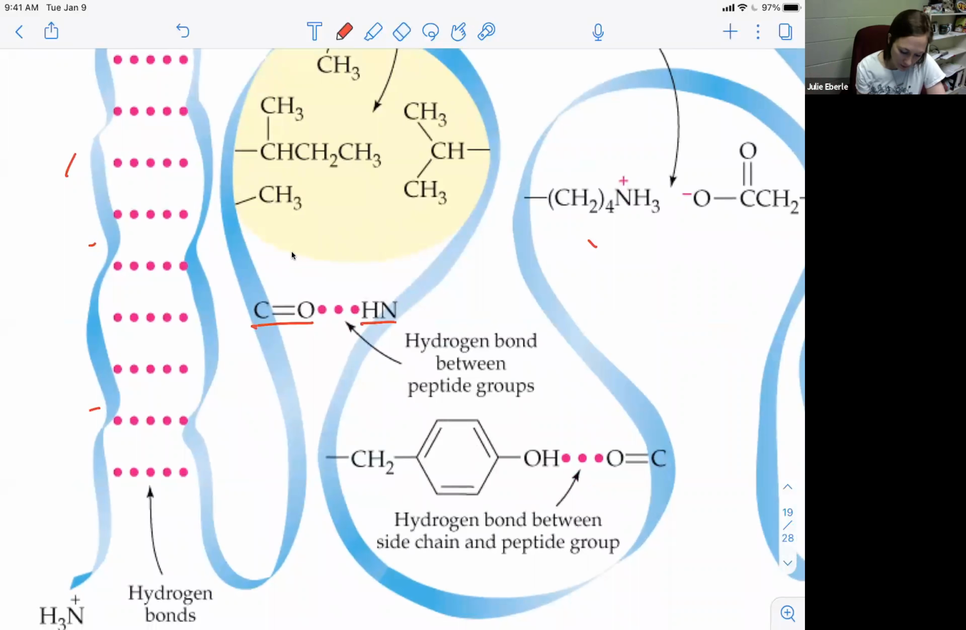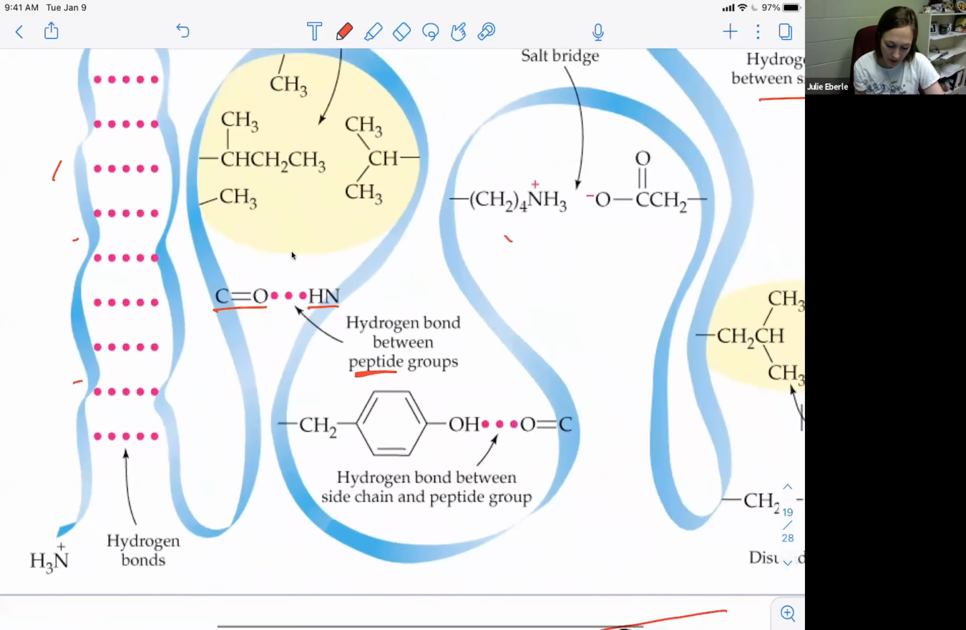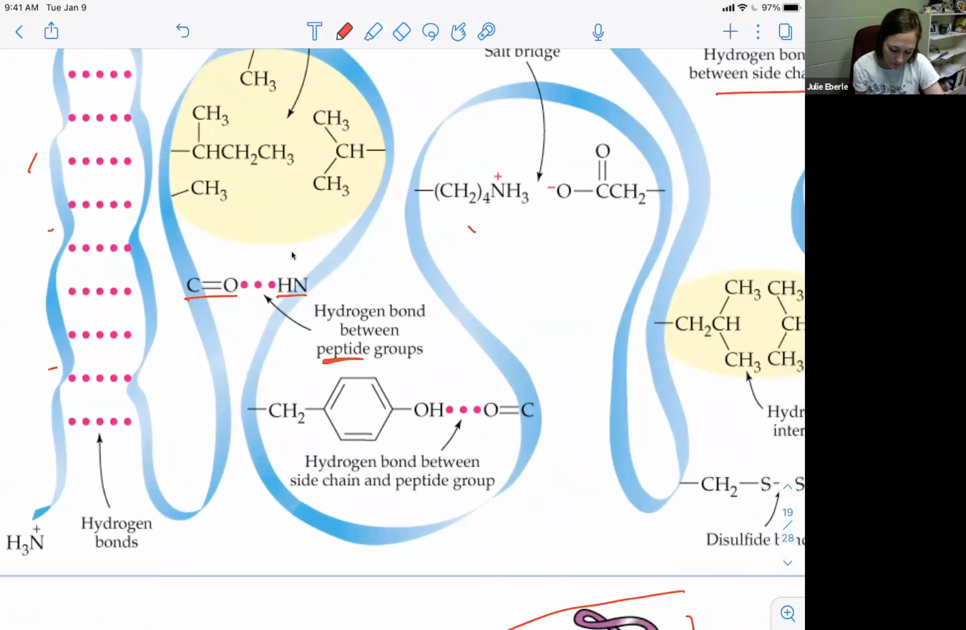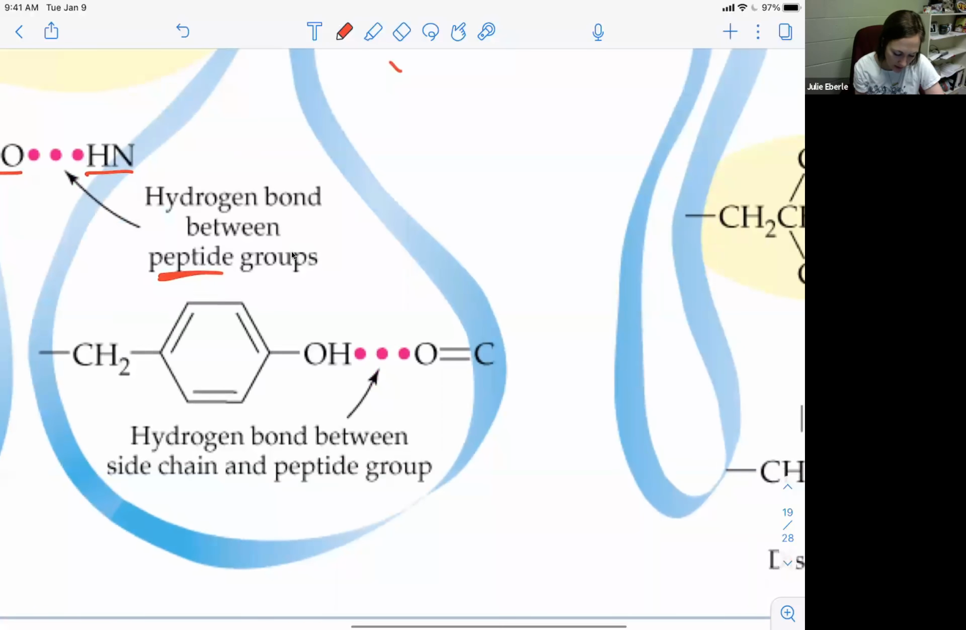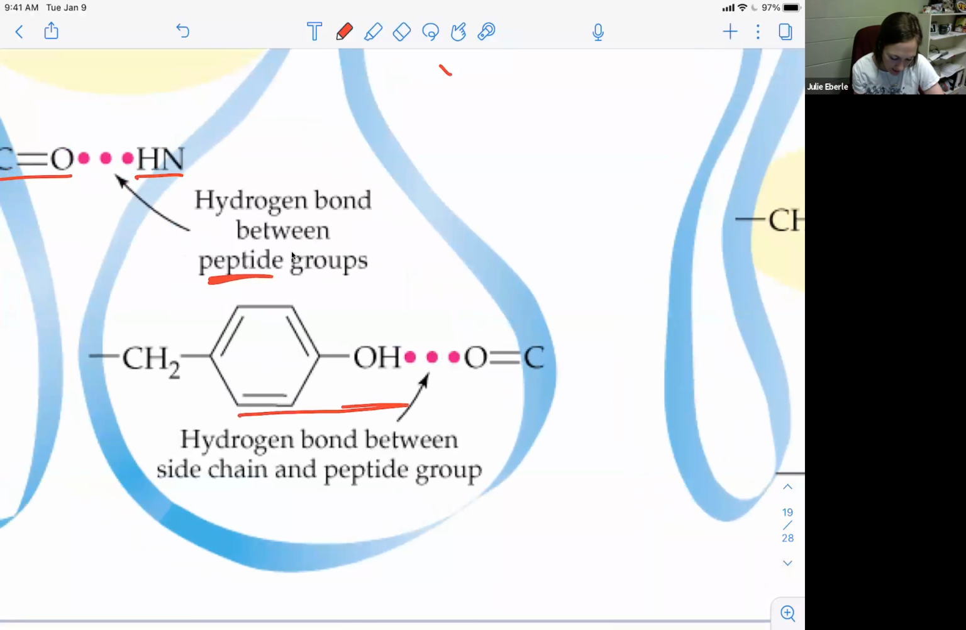atoms. But hydrogen bonds between peptide groups. So peptide meaning these are groups on the backbone. Backbone can still interact with each other to help stabilize tertiary, but those are the primary dominant things that stabilize secondary. You can also get hydrogen bonds between the side chain. So here's a tyrosine side chain, and it's interacting via a hydrogen bond with a backbone atom.